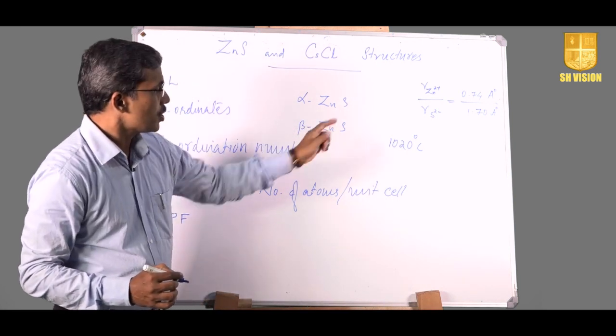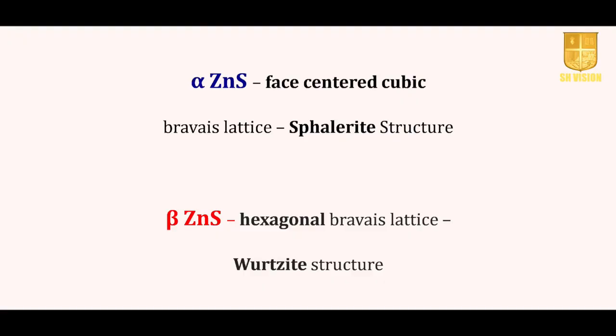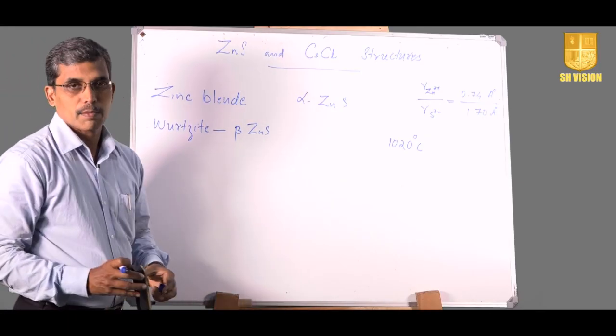And this beta zinc sulfide uses a hexagonal Bravais lattice, and it is called wurtzite structure. So we have two structures, one is zinc blende structure, also known as sphalerite structure, another is wurtzite structure. The wurtzite structure is known as beta zinc sulfide and the other one is alpha zinc sulfide. Today we will be discussing this zinc blende structure or alpha zinc sulfide, and it is an extension of the face-centered cubic Bravais lattice.